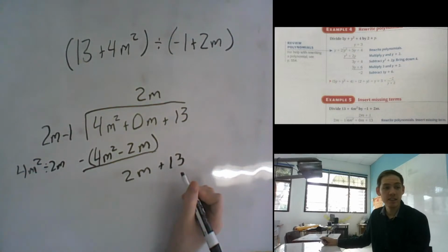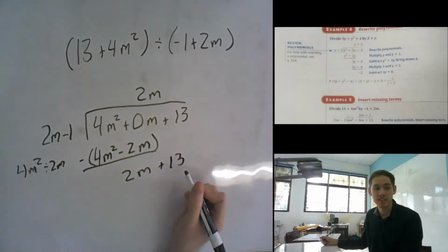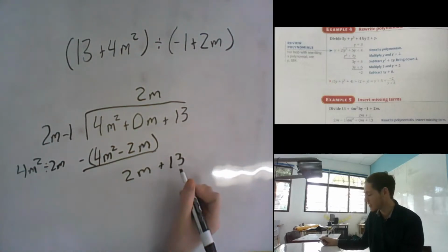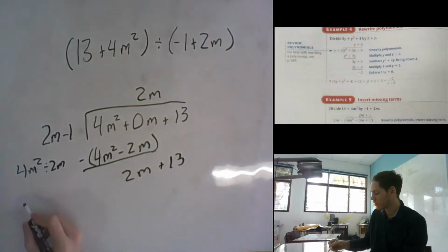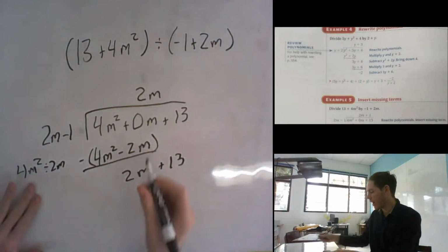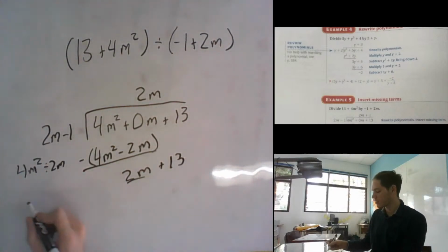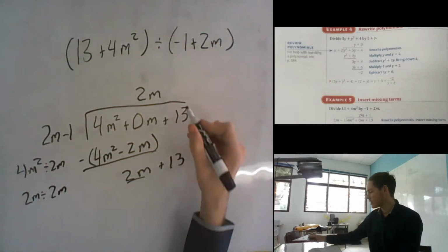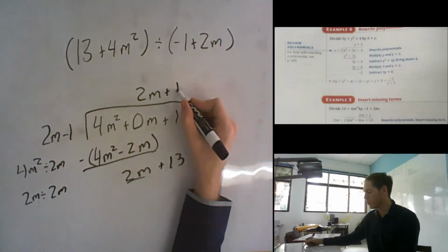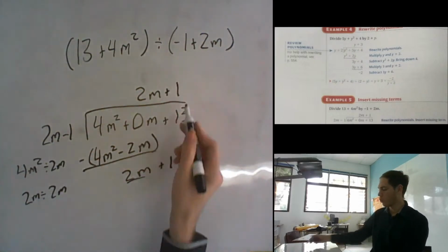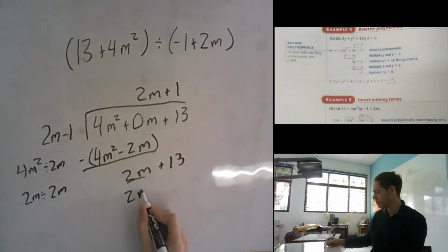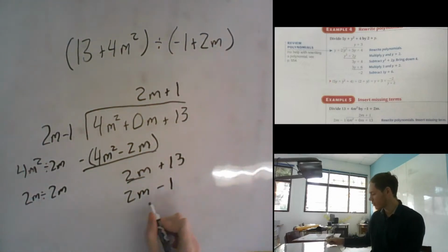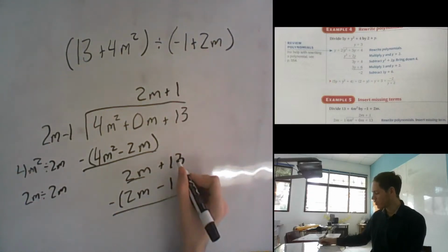Now it feels simple because of practice. It does take practice to get used to this. At first it is, again, challenging. So then again we see how much does our first term divide into the first term? 2m divided by 2m is just going to be plus 1. We multiply 1 times this whole thing. 1 times 2m is 2m. 1 times negative 1 is negative 1. Subtract this, we get 0.